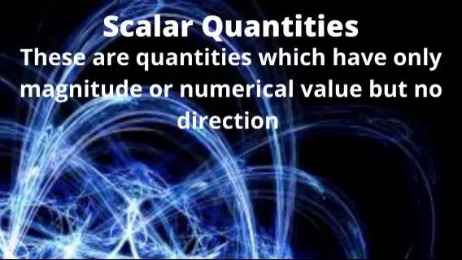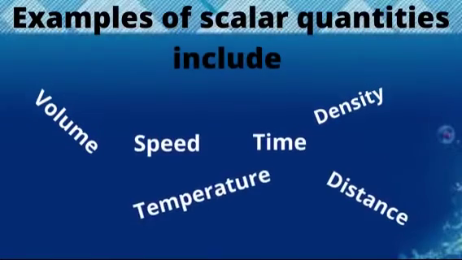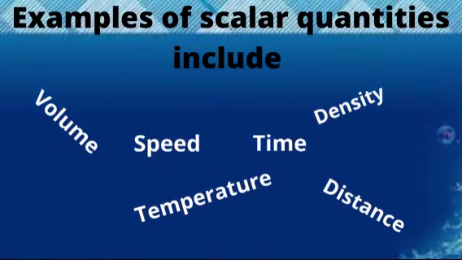So first, we'll be looking at scalar quantities. These are quantities which have only magnitude or numerical value but no direction. What do we mean by magnitude? It means they have a value but they do not have a direction. These are quantities that have a numerical value but there is no direction in which they are. When you mention scalar quantities, you cannot tell where the scalar quantity is pointed to.